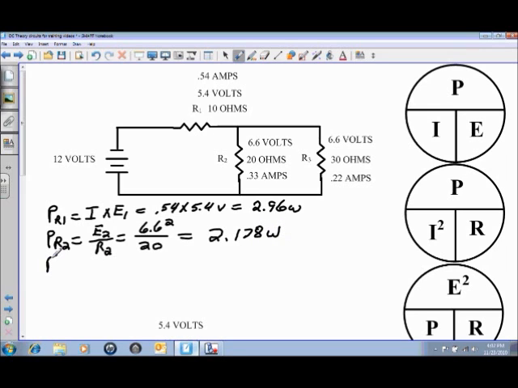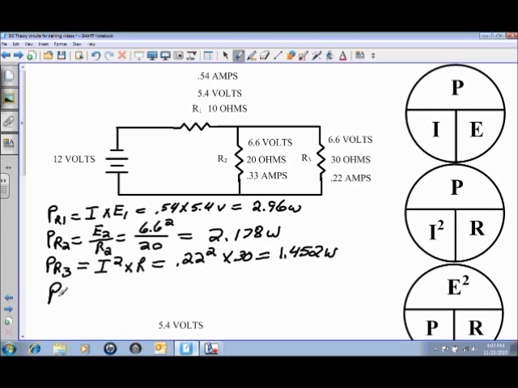Okay, the power through R3. Use I squared times R. And in the parallel portion, we do have a division of current. Once again, making sure to use the correct current. So I squared in this case is 0.22 amps squared times the value of the resistor, which is 30 ohms. And that will give you a power through the R3 branch of 1.452 watts.